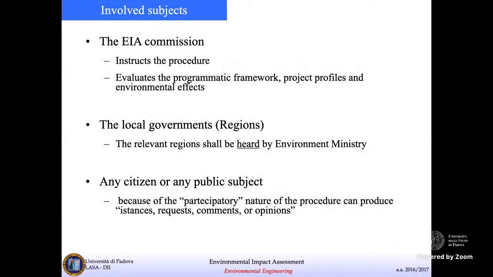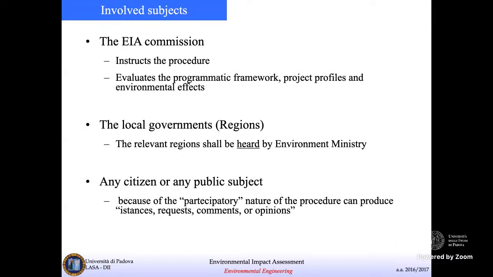Another important subject is the Environmental Impact Assessment Commission, that is a subcommission defined by the Ministry of Environment. It is the Environmental Impact Assessment Commission that instructs the procedures, evaluates the programmatic framework, the project and the project profiles, and the environmental effect. Also, the local government in our system in Italy, the regions, may be involved in the decision. The relevant regions shall be heard by the Ministry of Environment.